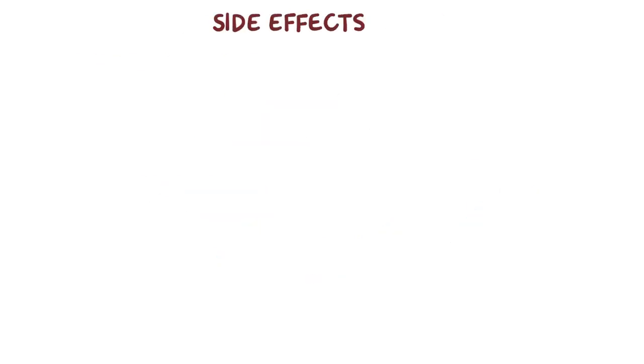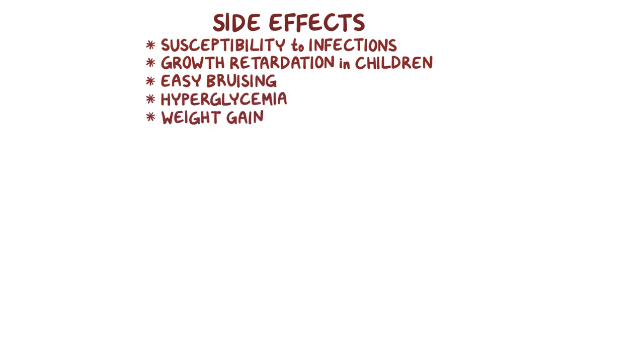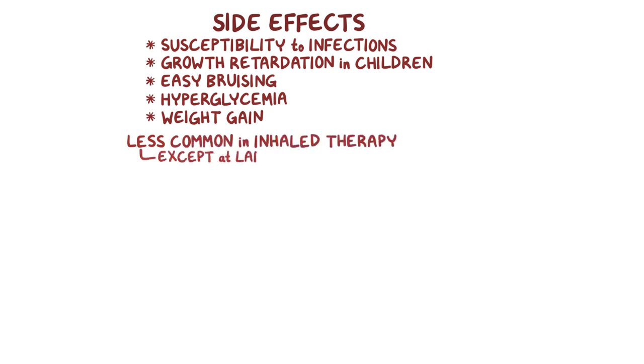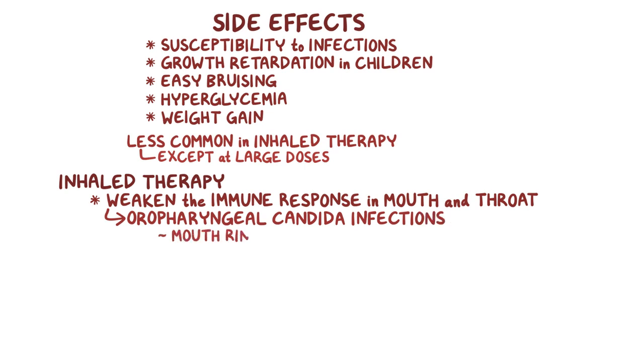Systemic side effects of corticosteroids include susceptibility to infections, growth retardation in children, easy bruising, hyperglycemia or high blood sugar, and weight gain. These side effects are less common with inhaled corticosteroids unless they're used at high doses. However, inhaled corticosteroids weaken the immune response in the mouth and throat, which makes oropharyngeal candida infections more common. Mouth rinsing after using the medication, or using a spacer, a device that allows the medication to enter the back of the throat slowly, so most of it goes to the lungs, can be used to prevent this complication.